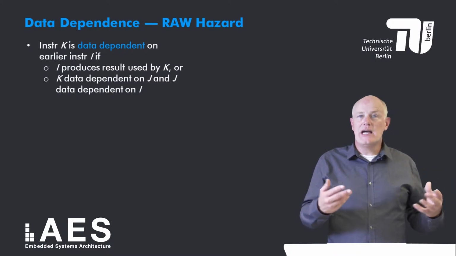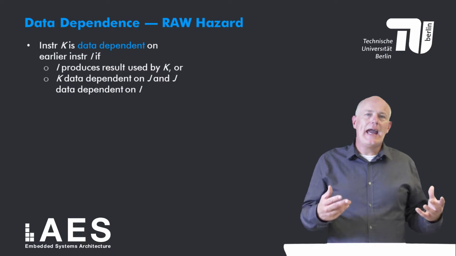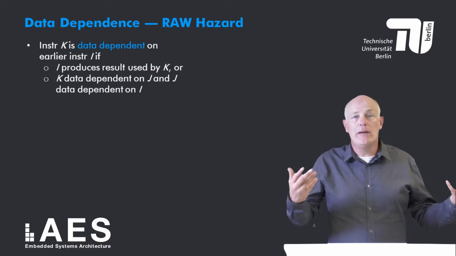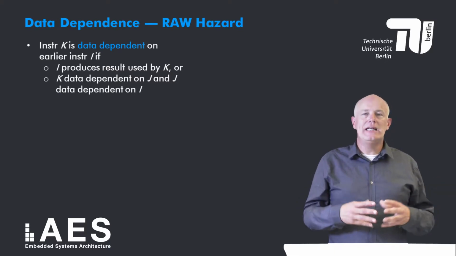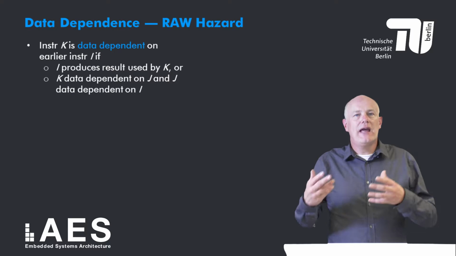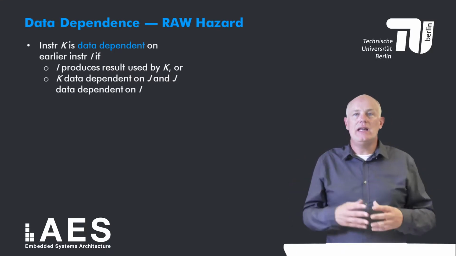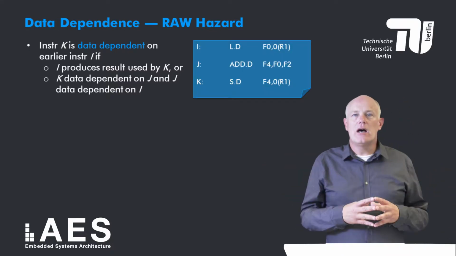Let me now precisely define what a data dependence is. An instruction K is data dependent on an earlier instruction I, earlier in program order, if I produces a result used by instruction K, or if K is data dependent on another instruction J and J is data dependent on I. Consider, for example, this example.